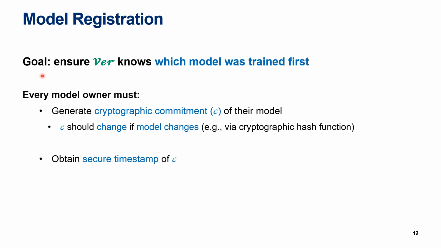To help the verifier, we define the concept of model registration. And the goal of this is to ensure that the verifier knows which model was trained first. In order to facilitate this, every model owner, once they train a model and deploy it, must generate a cryptographic commitment C of their model such that C should change if the model changes. This can be done by a simple cryptographic hash function. And secondly, they must obtain a secure timestamp of C and then give this to the verifier.